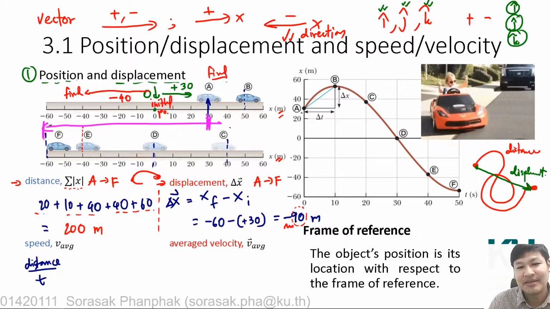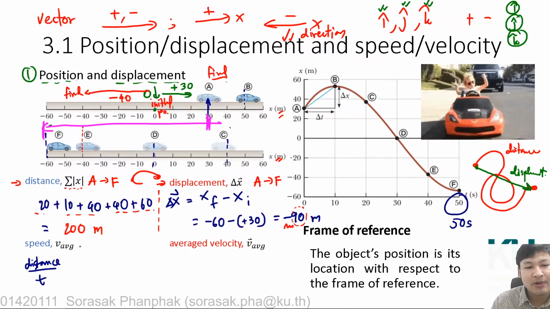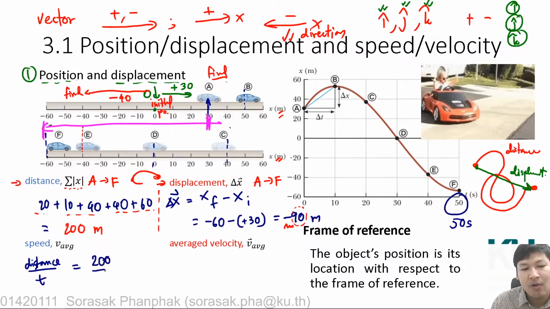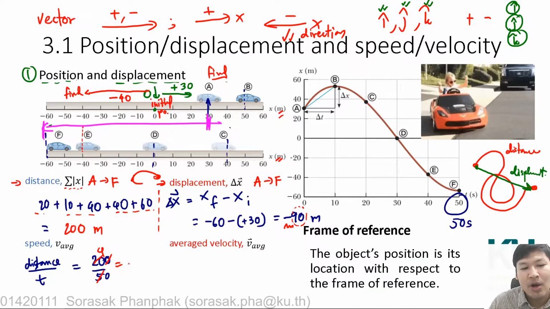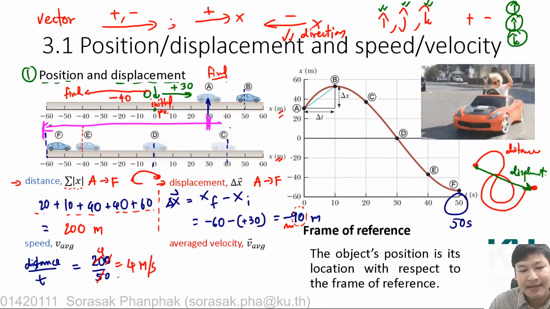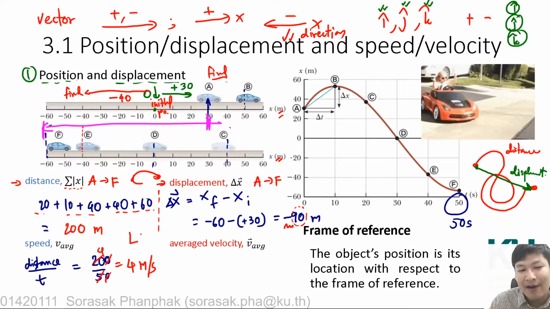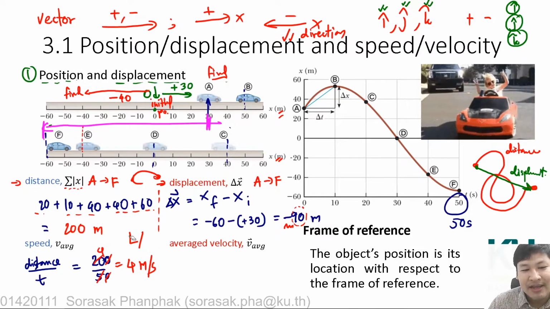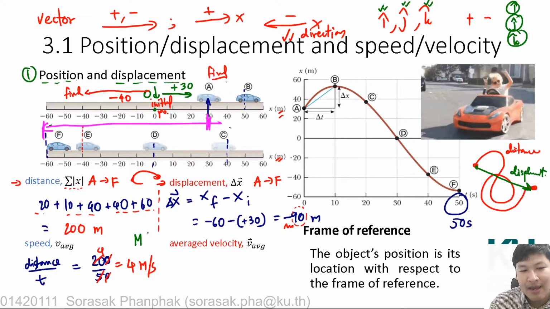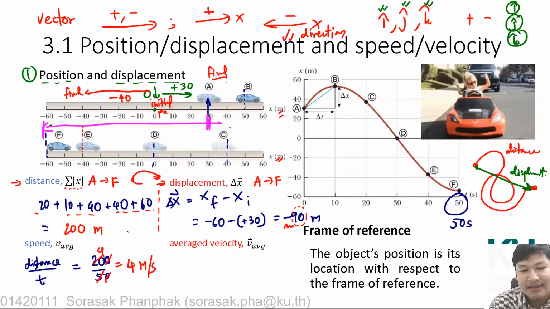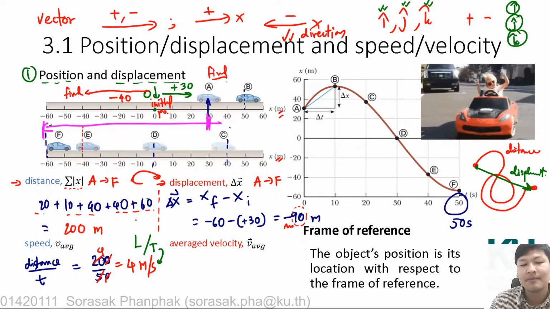So you can see this motion is moving in 50 seconds. So your distance is 200 over 50. So you got the speed as 4 meters per second. So the dimension of the speed is, as we did in our first chapter, L over T, my mistake, L over T. So the unit is meter per second.